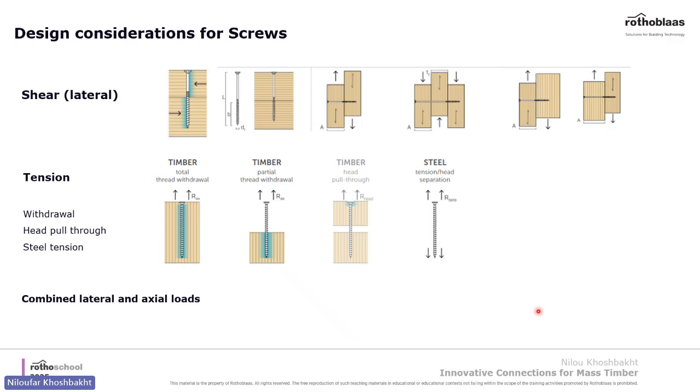All right, so let's talk about design considerations for screws. Screws can be loaded in shear, tension, or combined. The screws are loaded in shear when the direction of load is perpendicular to the axis of the screw, and we can have two faces connected together in single shear or double shear, as you see here. The screw also can be loaded in tension. Then we're going to deal with withdrawal of the screw, head pull-through, and tensile strength of the steel.